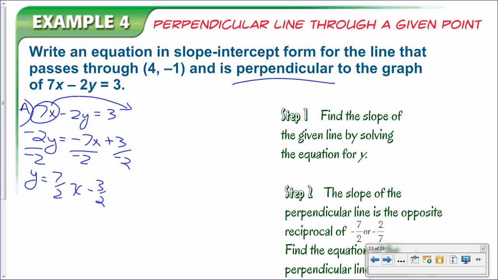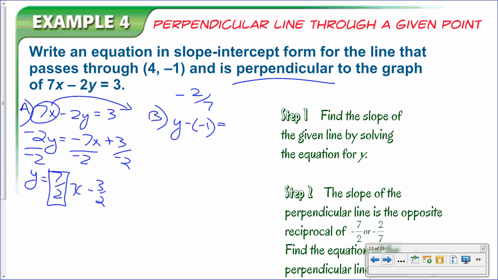Do I want to change anything about that? Do I turn it into a mixed number? Would I turn this into a mixed number? Just leave it like that, right? Rise over run. So now what's the slope of my second line going to be? It's going to be -2/7, right? What form can I start with? Point slope, good.